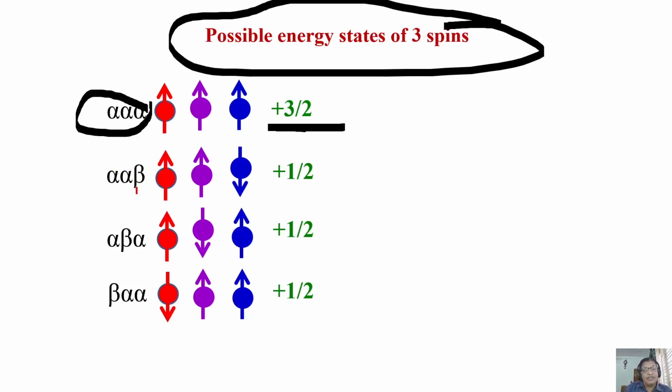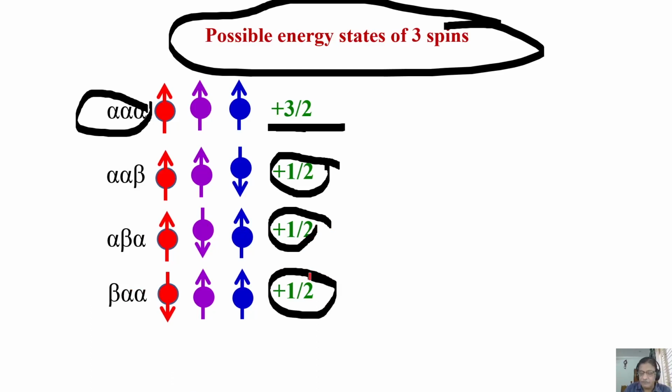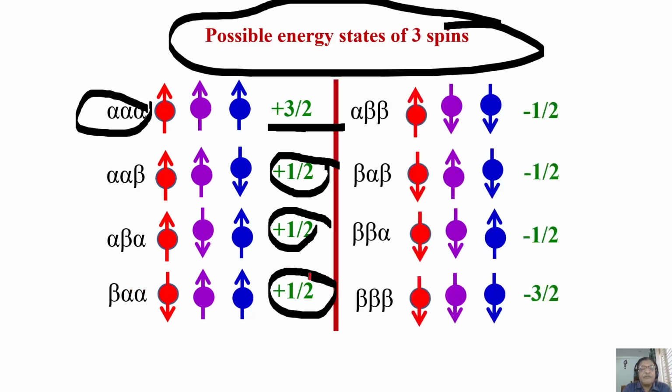Now consider the situation. This is alpha, this is alpha, this is beta. Then what happens? 2 plus half and 1 minus half, you will get plus half. Consider this possibility: alpha, beta, alpha. That is plus half, minus half, plus half. Again you have plus half. In this case, beta, alpha, alpha. That is minus half, plus half, plus half, we get plus half. Okay. Now go to the other possible states.